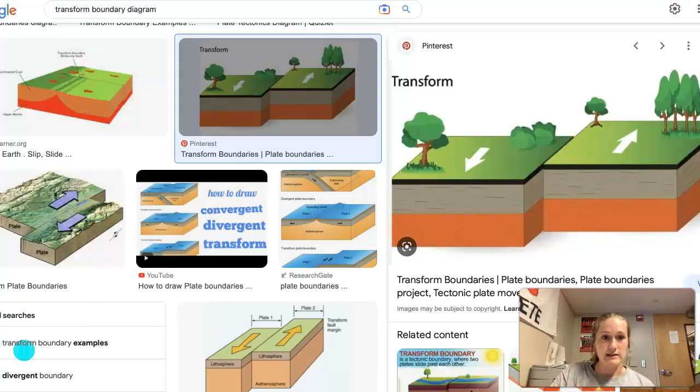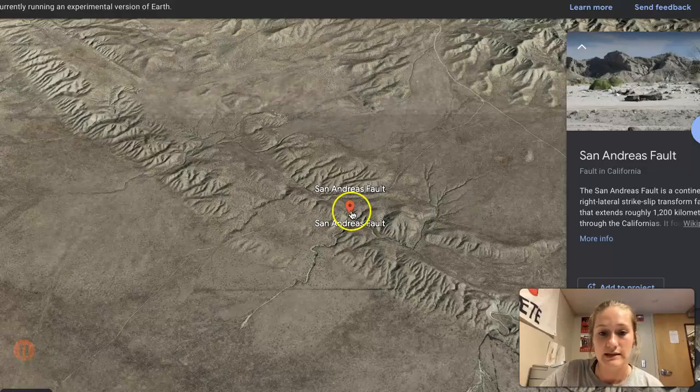So the second type of plate movement would be a transform boundary. So a transform boundary, as you can see in the diagram here, is when two plates move past one another laterally. So they're moving opposite directions, but they're still touching and moving along each other instead of moving away. They basically rub up against one another. And they are along great fractures called transform faults. So, a very famous example of that would be the San Andreas Fault.